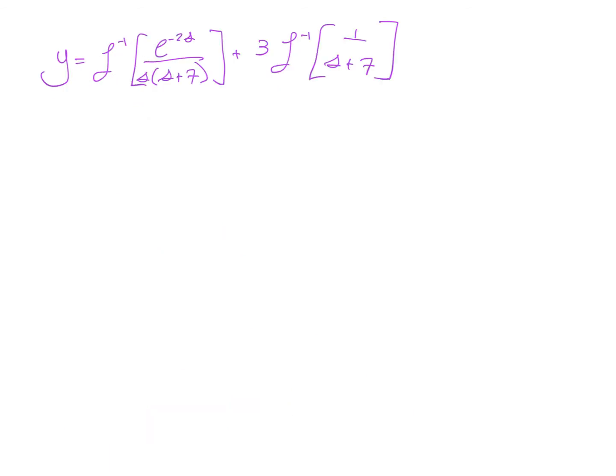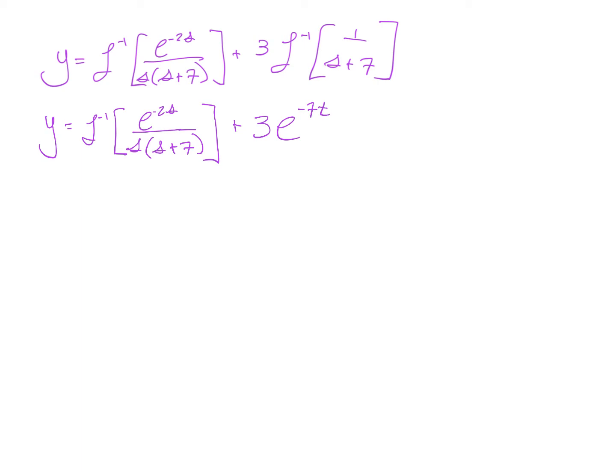Okay, so just picking up from our previous line on the previous page, this first inverse Laplace is going to require a bit of partial fractions to break it down, but the second one is a pretty straightforward, look it up in the table. So this first one I'm just going to leave for now as the inverse Laplace of e to the negative 2s over s times s plus 7. This is 3e to the negative 7t.